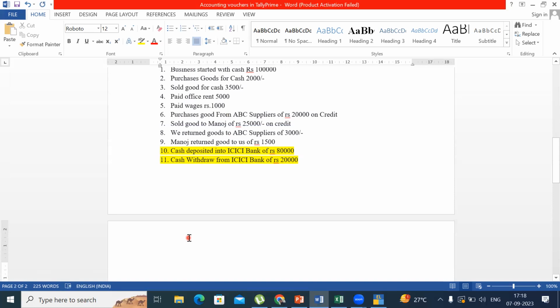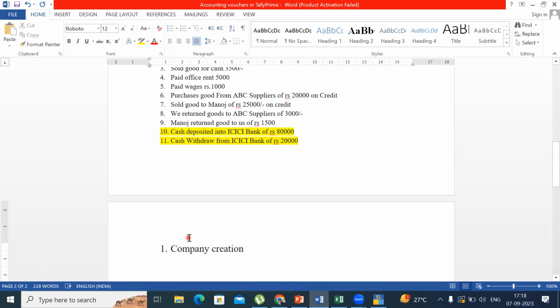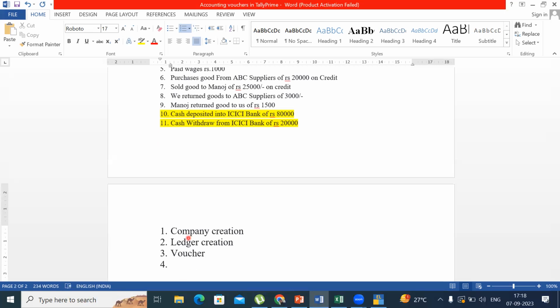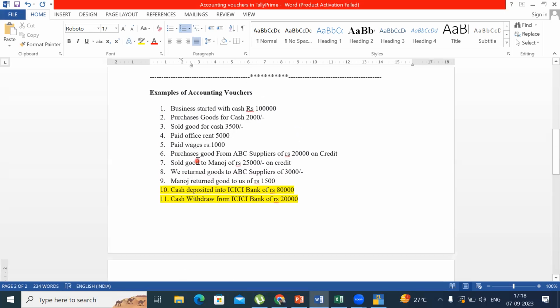So what is step one? Step one is company creation. Step two is ledger creation. And step three is voucher transactions. Voucher means we have to pass all these 10 vouchers, relevant to purchase, sales, payment, and so on, based on the transactions. So let us check it with our Tally.